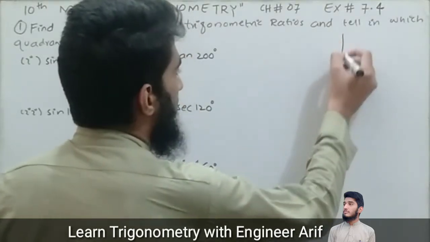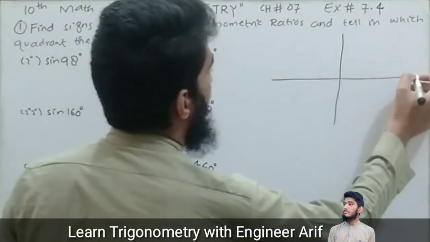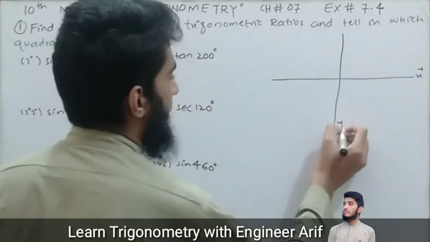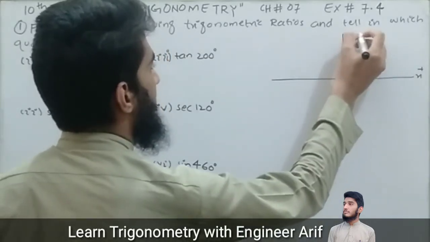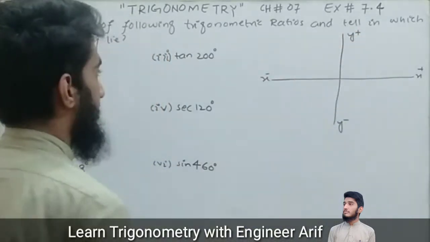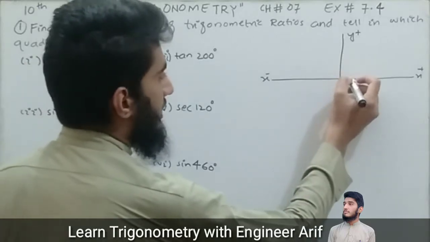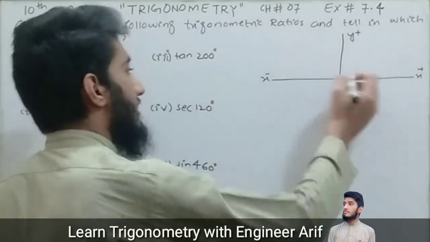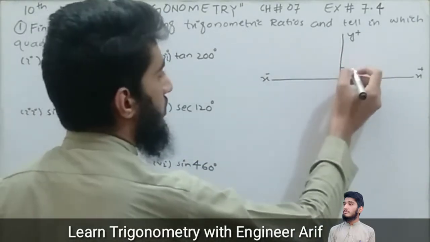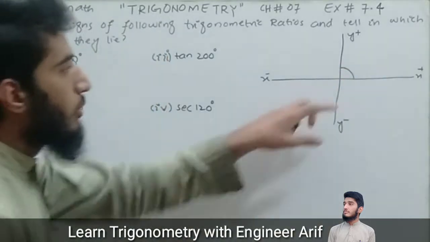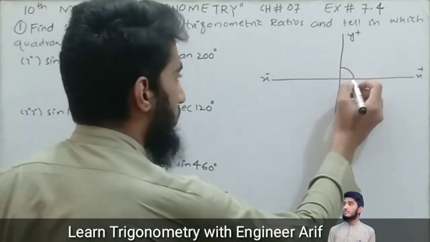So let's draw the quadrantal plane or argand plane. Let's suppose this is the positive x-axis, this is the negative y-axis, this is the positive y-axis, and this is the negative x-axis. For a positive angle, we will move anti-clockwise from this positive x-axis.